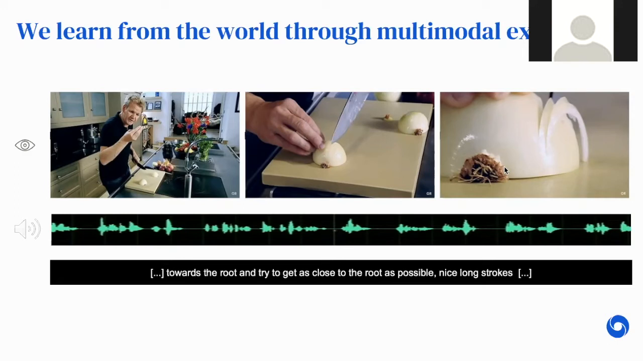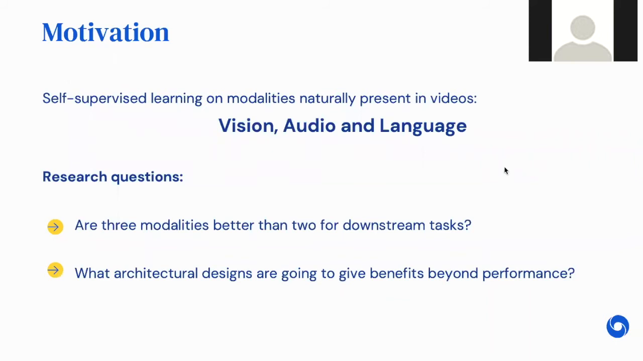That's why in this work, we want to try to do self-supervised learning on all modalities naturally present in videos, which are vision, audio, and language. There are some questions that I hope I will answer: are three modalities better than two for downstream tasks and improving the visual representations? And now that we have three modalities, what architectural designs are going to give benefits beyond performance? I want to give you some reflection on how one should design the networks when presented with three modalities like this.